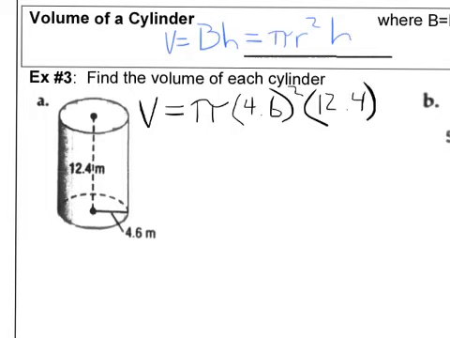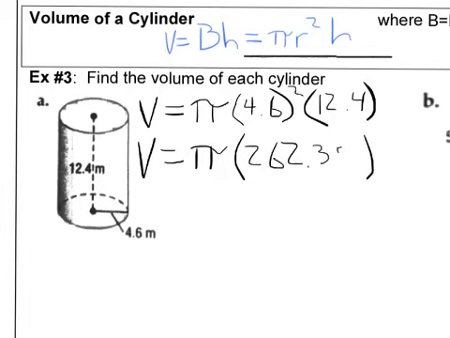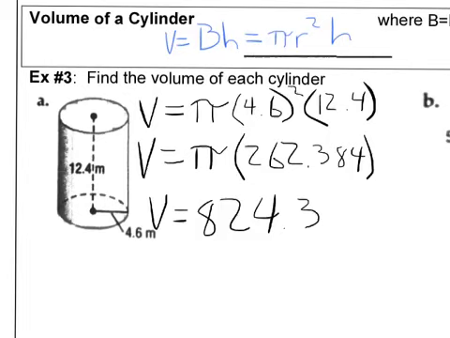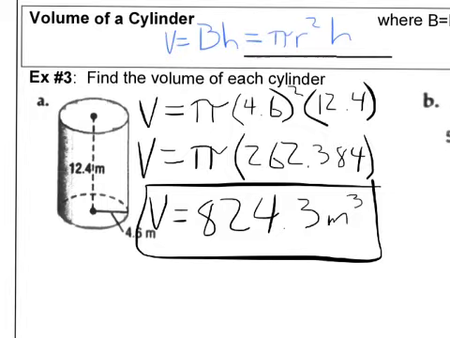And really at this stage it's a calculator thing. So I'm going to do 4.6 squared in my calculator, and then I'm going to multiply that by 12.4, and all of that is going to give me 262.384. And then I'm just going to multiply that by pi in my calculator, and I get that my volume is something around 824 point, we'll just say 3, and this was meters, so I'm going to say meters cubed. And there we go. That's how we find the volume of a cylinder.